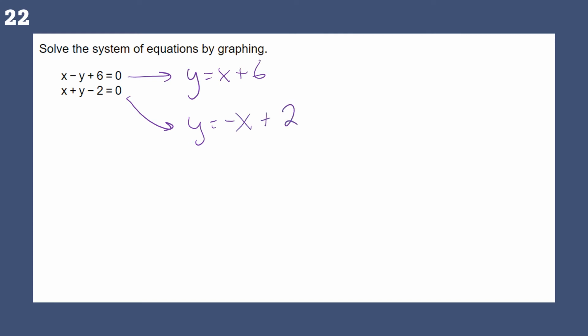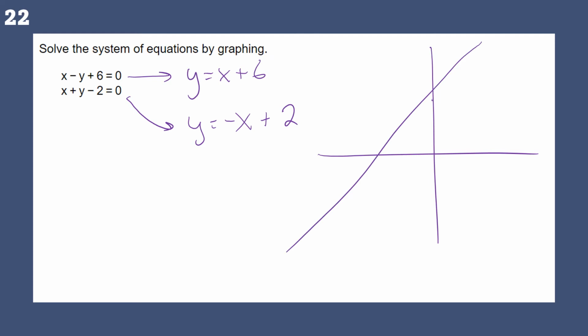Those two don't have the same slope. They have different slopes, so they definitely intersect. And so if we're gonna solve it by graphing, we go ahead and graph each of them, and then we find the point of intersection. So I'm gonna go up 6, 1, 2, 3, 4, 5, 6, and then have a slope of 1. The second one says we go up 2 and we have a negative slope of 1.